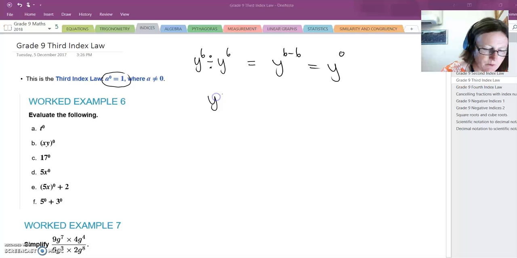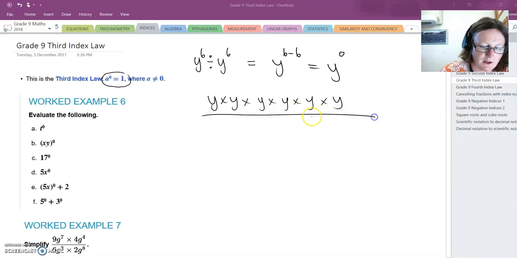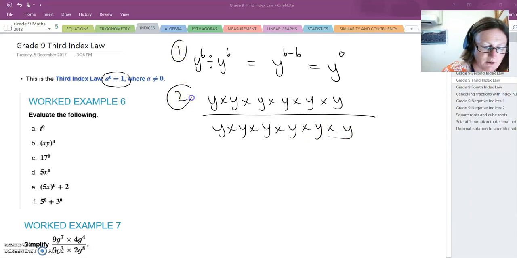I could do this another way. I could say that's y times y times y times y times y times y to the power of 6, divided by y to the power of 6. So same question, I'm just doing it two different ways. So this is the first way, this is the second way.